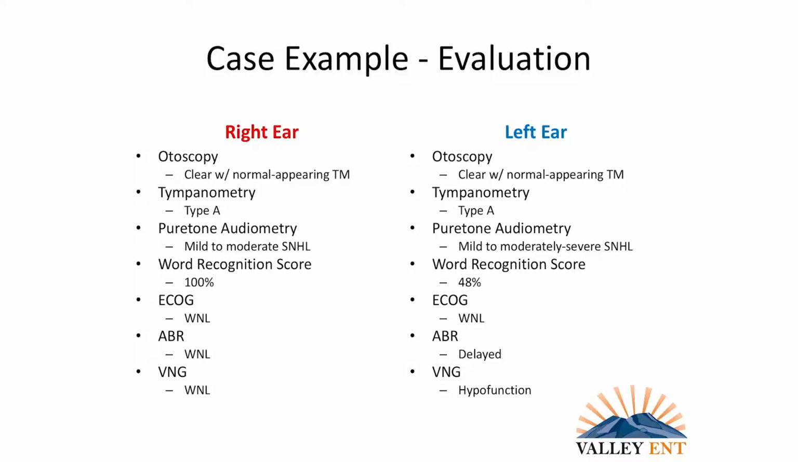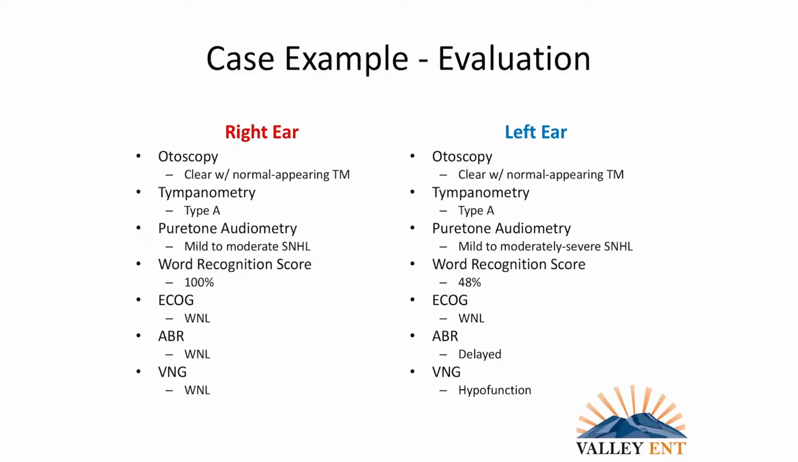Her hearing test demonstrated a mild to moderate sensorineural loss in the right and a mild to moderately severe sensorineural loss in the left ear. What really struck me, though, was that in addition to that, we test the patient's understanding as part of their hearing test. In the right, she understood 100% of the words. In the left, she only understood 48%. And so that's a significant asymmetry.